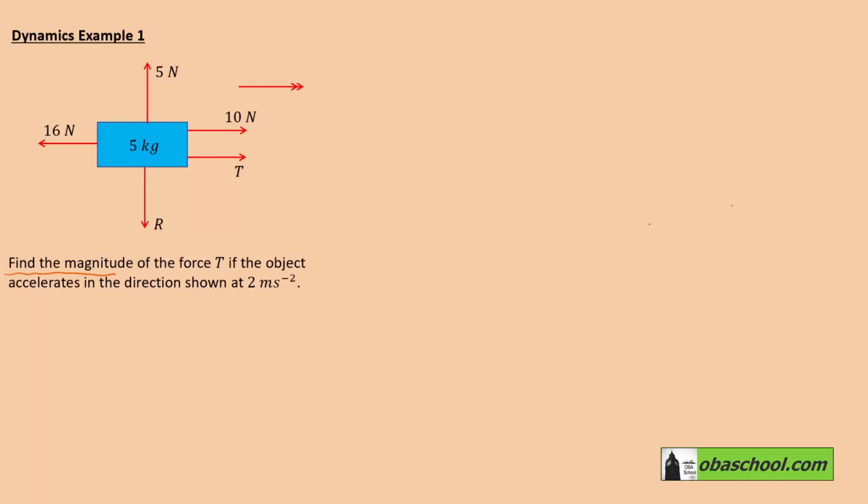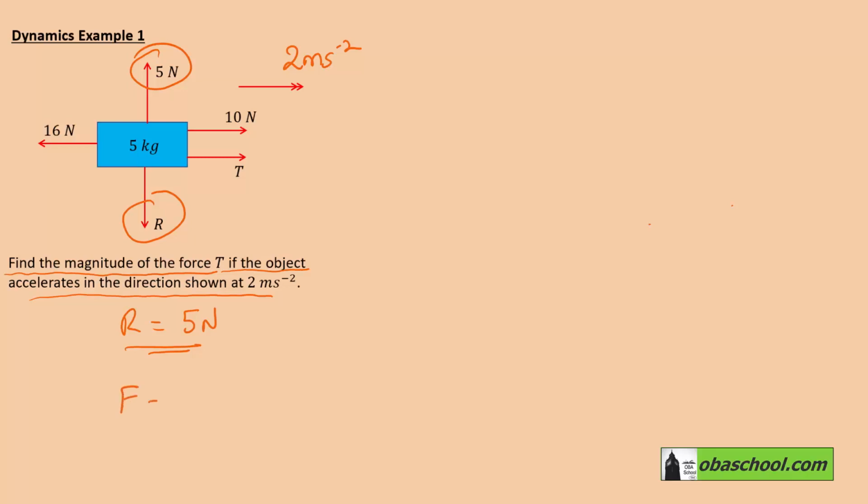We want to find the magnitude of the force T if the object accelerates in the direction shown at 2 meters per second squared. The first thing we should note is that R must be equal to 5 newtons, since there's no acceleration vertically on this diagram.